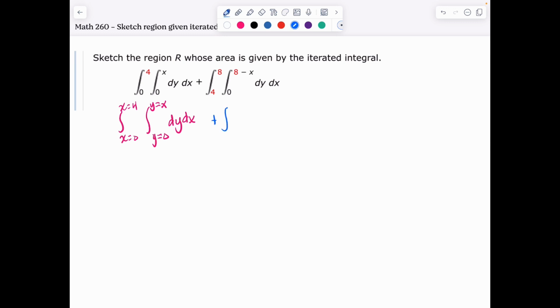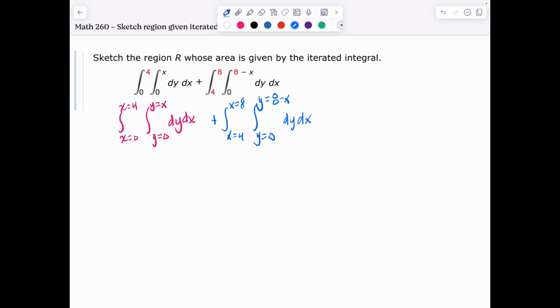the integral from, again, x is last, so x equals 4 to x equals 8. And then this integral is about y equals 0 to y equals 8 minus x. Now, mathematicians always want to write the least amount possible. So that is assumed, that it's about y or about x. Put our dy dx in.